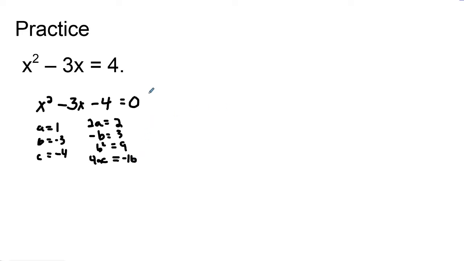So let's fill in our quadratic formula using all these values. X is going to be equal to the opposite of b, 3, plus or minus, because we don't know yet, it's got to be both, the square root of, okay, b squared is 9, take away negative 16.